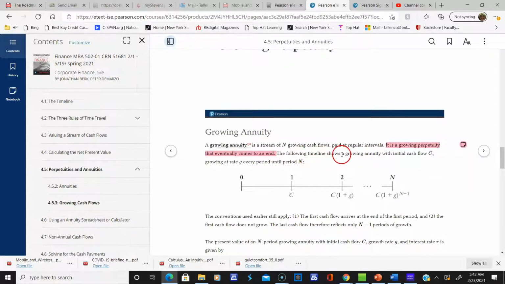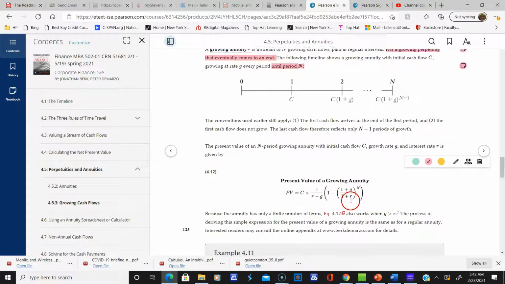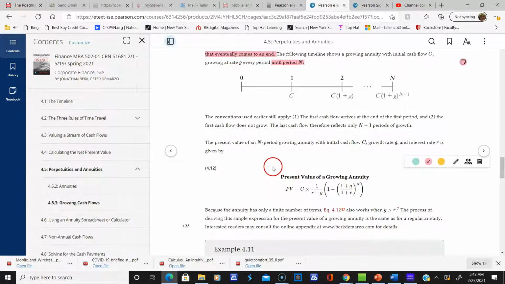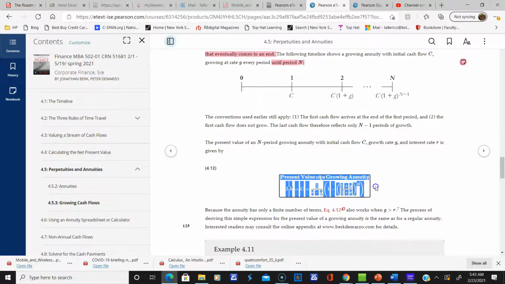The following timeline shows a growing annuity with initial cash flow C growing at a rate g every period until period N. So this has got a definite end. All right, so all things being equal, here is the equation for the present value of a growing annuity.